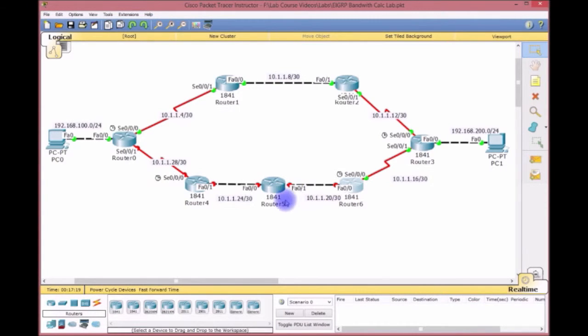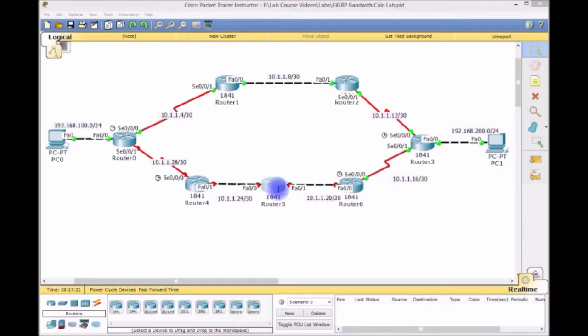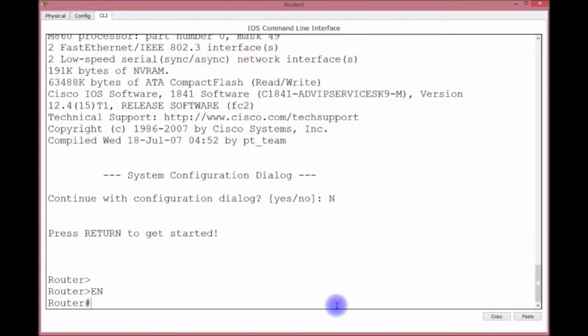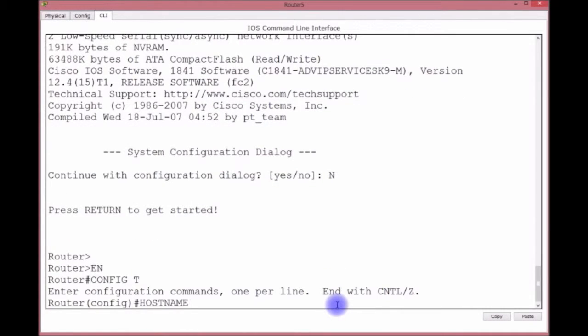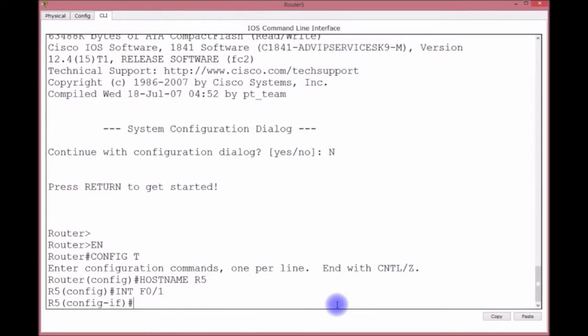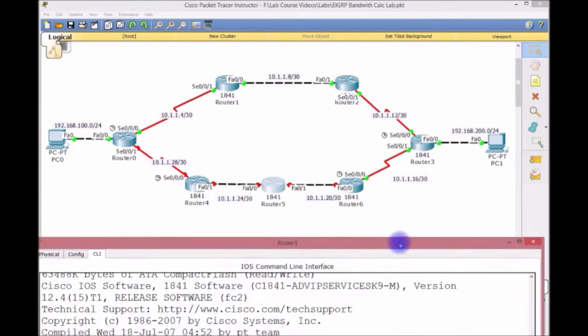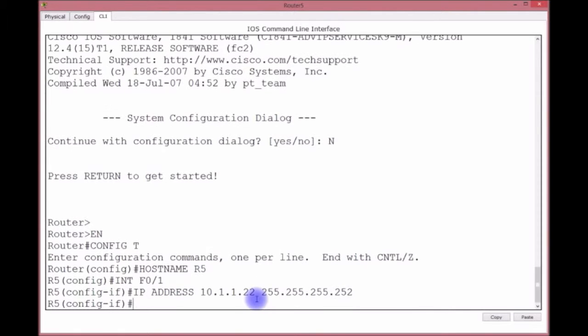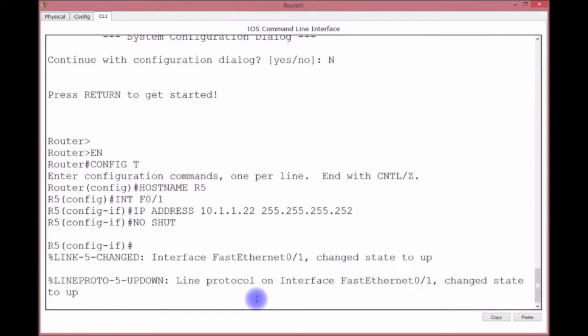So this is 22, and this will be 25. F0/1 first, right? So let's do the F0/1. You're not going to be moving it because I forget from one moment to the next. Config t, hostname R5, okay. Interface F0/1, IP address 10.1.1. I told you I would forget. That's just me. It's 20, 21, 22. You see? 22, 255.255.255.252. No shut. And the change state to up.